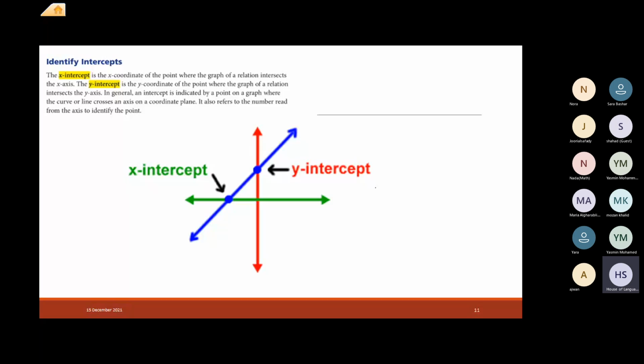So I will repeat. The point where the line cuts the X-axis, we call it the X intercept. And the point where the line cuts the Y-axis, what do we call it? Y intercept. So the X intercept is the X coordinate where the graph cuts or intersects the X-axis. And Y, where does it cut? The Y-axis.